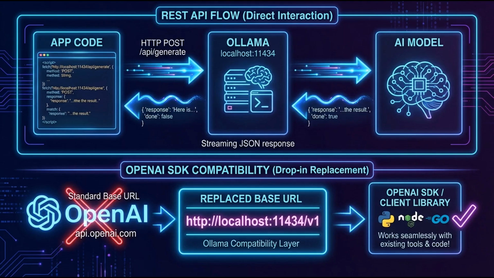Even better, Ollama is compatible with the OpenAI Python SDK. Just change the base URL from api.openai.com to localhost:11434/v1 and use any model name you've installed. All your existing OpenAI code works without modification. This makes it incredibly easy to switch between local and cloud models.